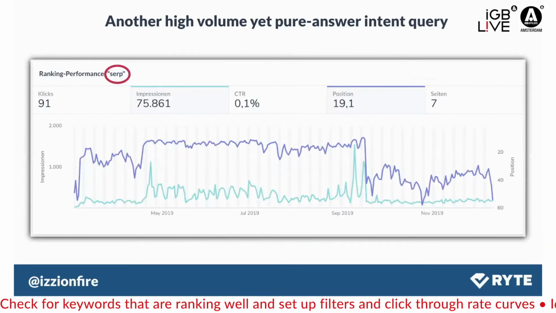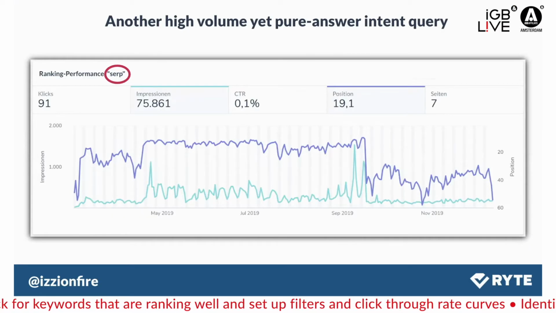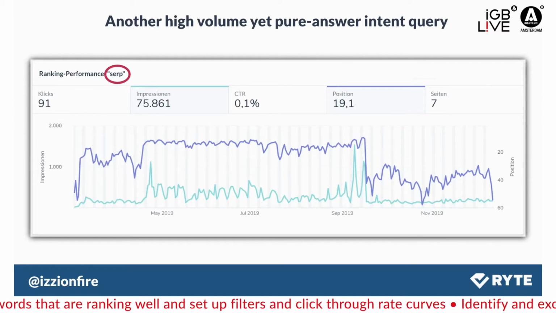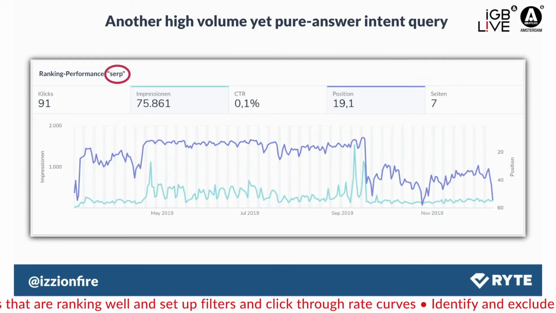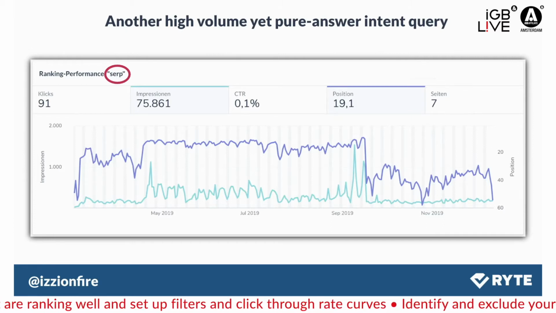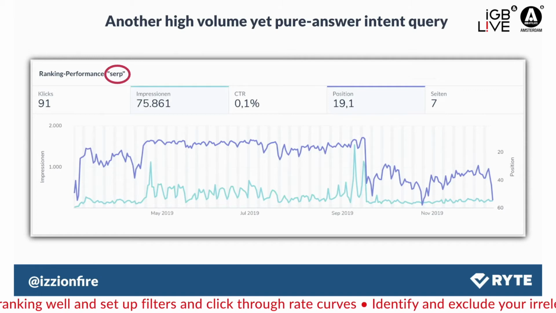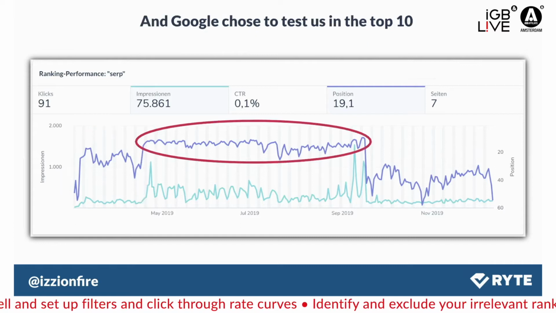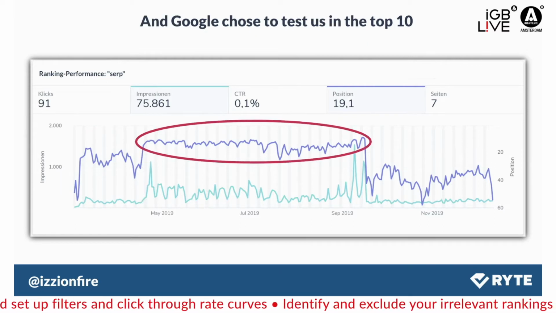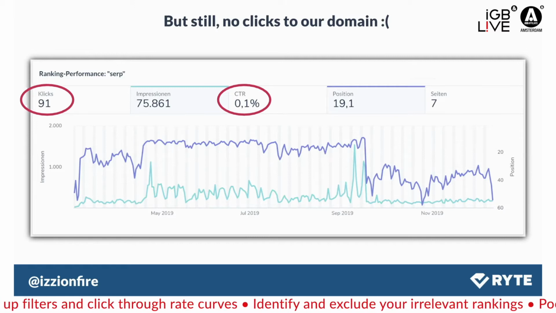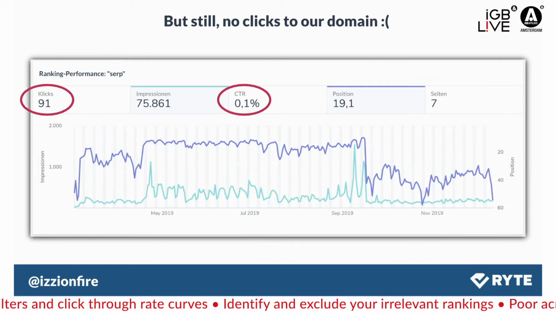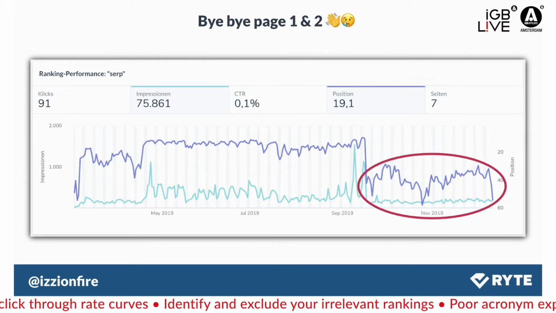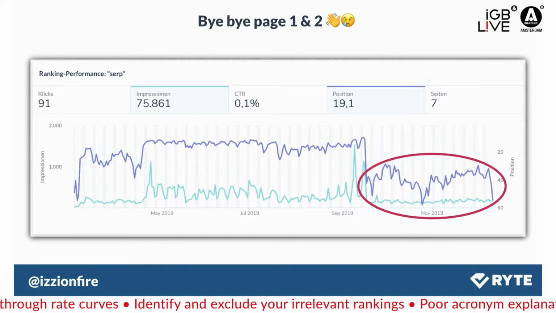Well deserved. And then next up, a very pure answer intent keyword, SERP. Someone looking for a definition of that acronym. It's hard to get meaningful clicks from this keyword because people won't need to be satisfied past the acronym explanation. So we got qualified for the test on page 2, and then we got tested again in the top 10. But yet again, we couldn't get that click through rate. Look, 0.1%. We can't entice people because the satisfaction has already been met. So bye-bye, we got pushed down to page 3.